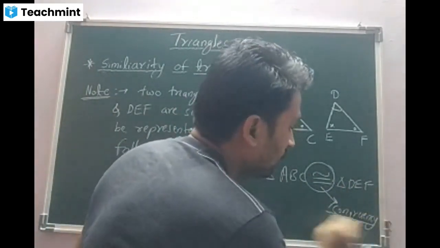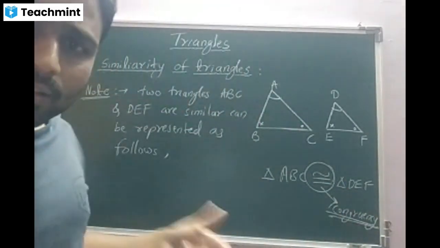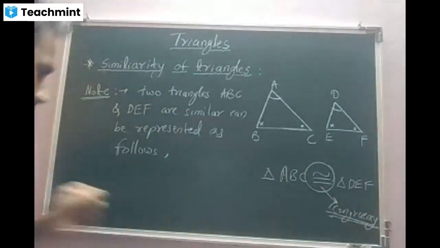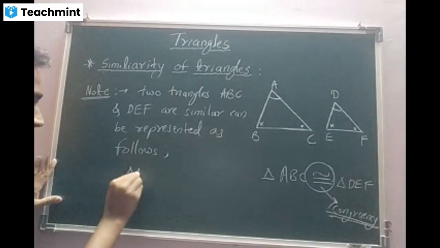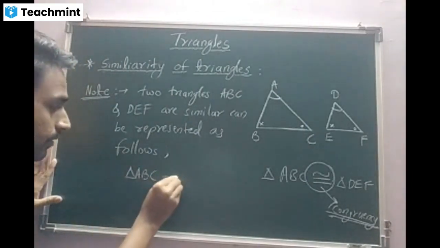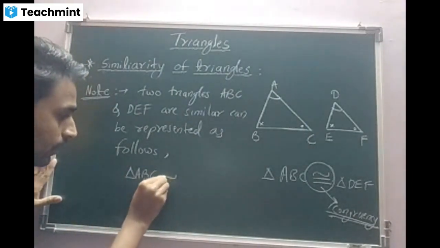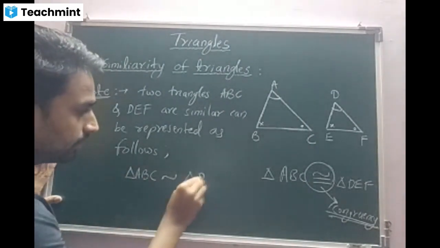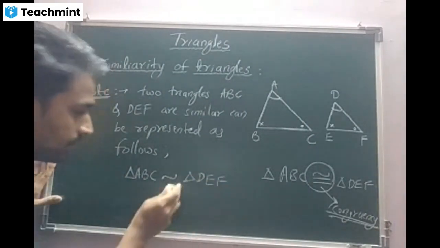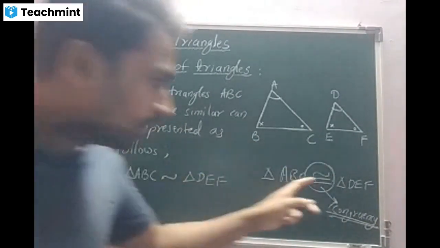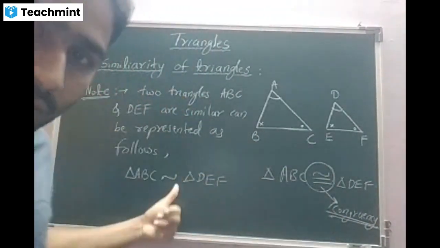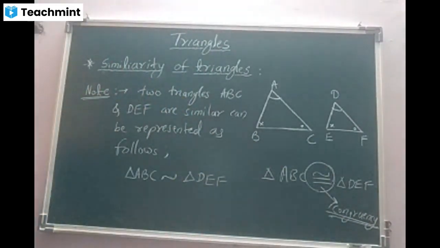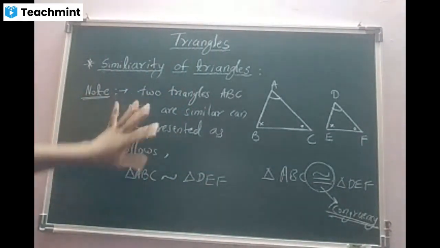Now in the same manner, there is a notation for similarity. What is that? As follows. Triangle ABC similar. Look at this, beta. Only this curved line we have to take. Triangle DEF. This is the symbol. Only the change, the equal sign has to be removed. Got the concept? Yeah, copy, write down.